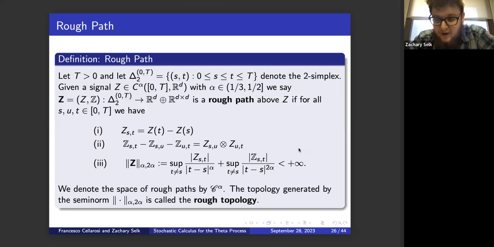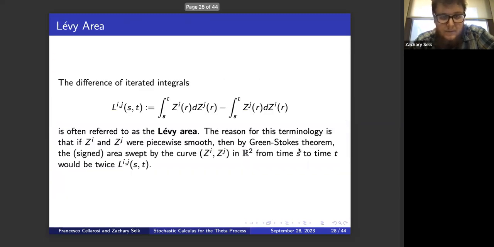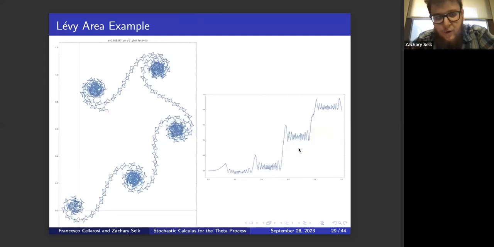And our primary contribution is that we construct that. Yeah, and let me give one more understanding of what this rough path is doing. If you have a smooth function z, you can look at the difference of iterated integrals, z_i dz_j minus z_j dz_i. This is called the Lévy area. And the reason why it is called the Lévy area is that by the Green-Stokes theorem, this is going to be twice the area that is swept out by the curve, okay? And we even have this for the theta process. So on the left is an instance of the theta process, and on the right is its Lévy area, okay?